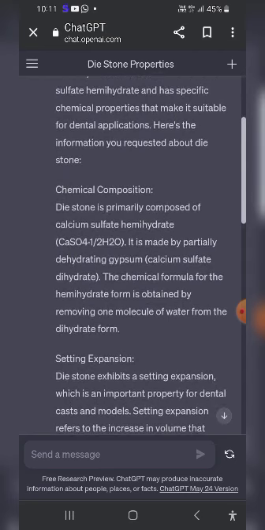Chemical composition. Die stone is primarily composed of calcium sulfate hemihydrate, CaSO4·0.5H2O. It is made by partially dehydrating gypsum, calcium sulfate dihydrate. The hemihydrate form is obtained by removing one and a half molecules of water from the dihydrate form.